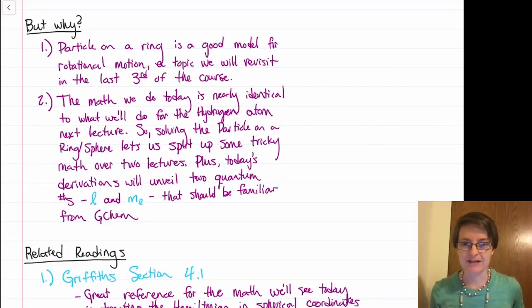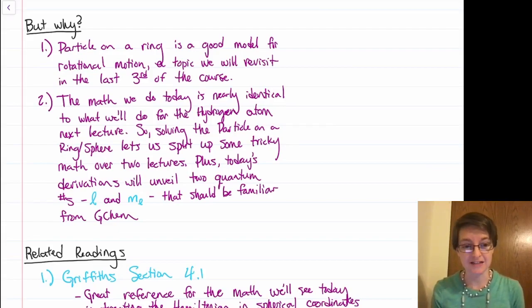And then the second reason, and probably the more honest reason, is that where we're really trying to lead at this point in the semester is to talk about the hydrogen atom. And the hydrogen atom is the most mathematically intense thing that we're going to do this semester. And so I need some convenient way to split up the math over 2 lectures. So today, we're going to tackle the particle on a sphere problem, which helps give us all of the math for the angular part of the hydrogen atom problem.